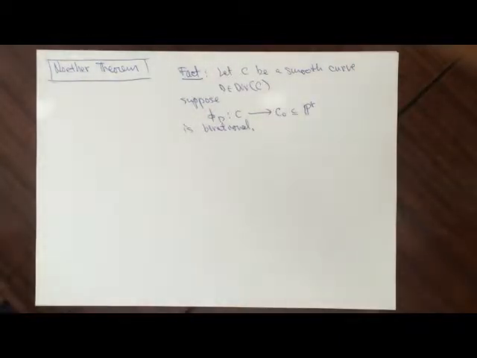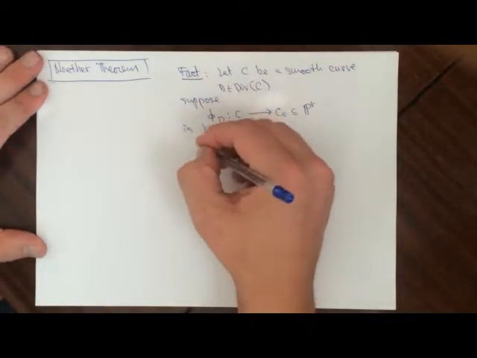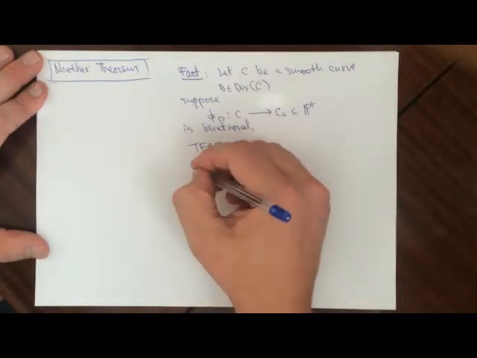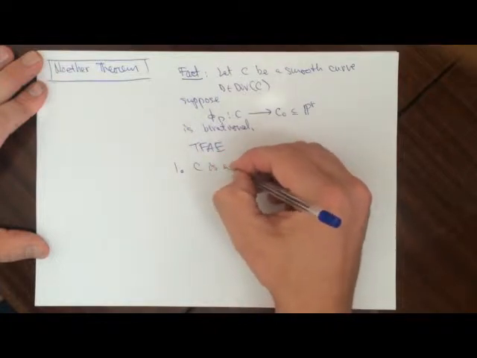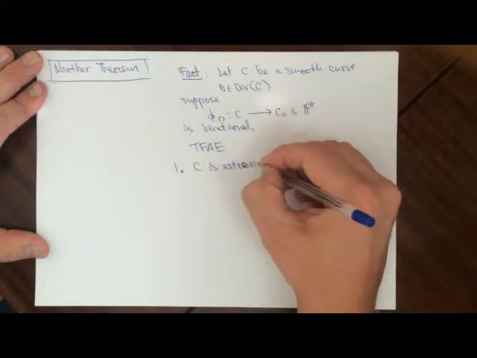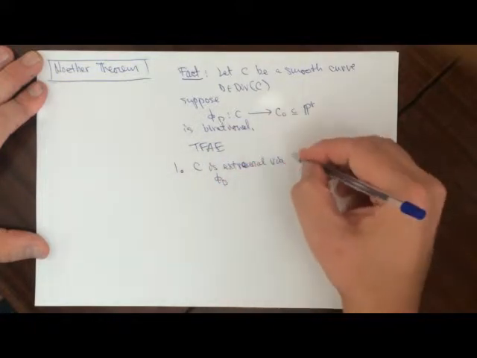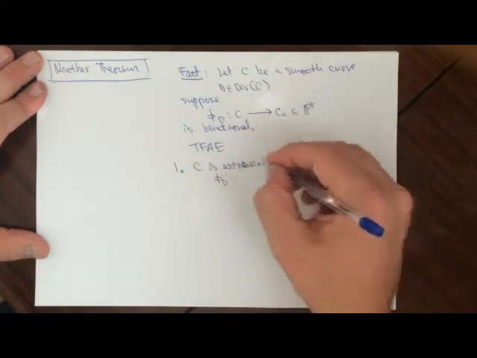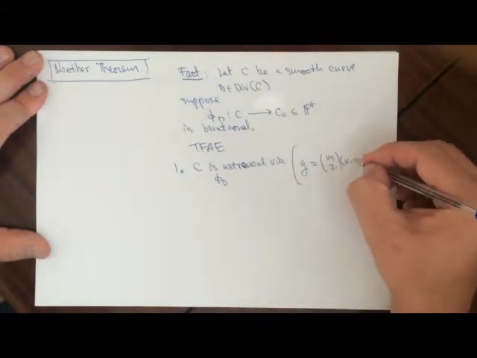Okay, so in this situation, the following are equivalent. One, that C is extremal via phi of D, in the sense of Castelnuovo. Extremal means that we actually have equality in Castelnuovo's theorem.